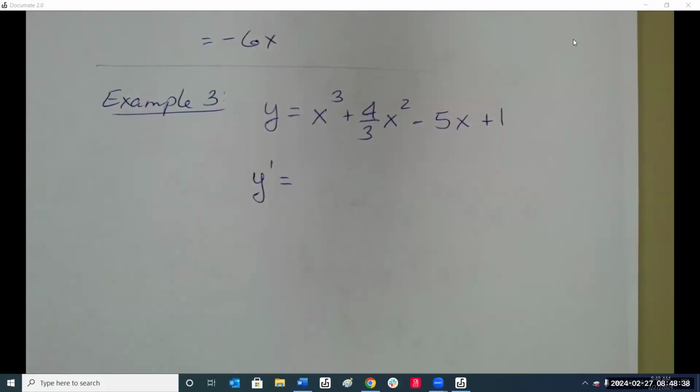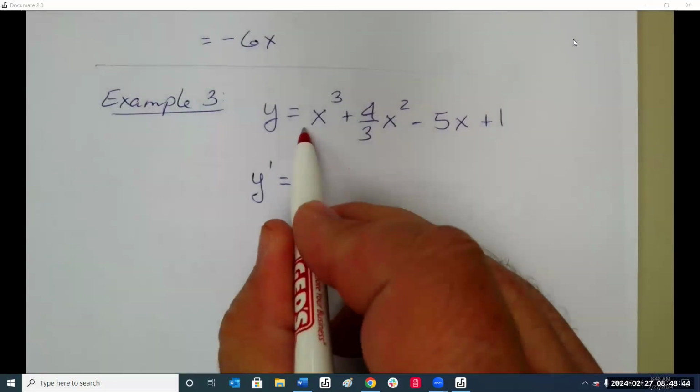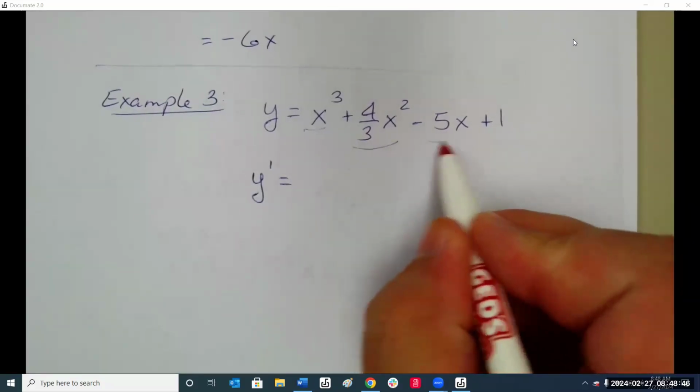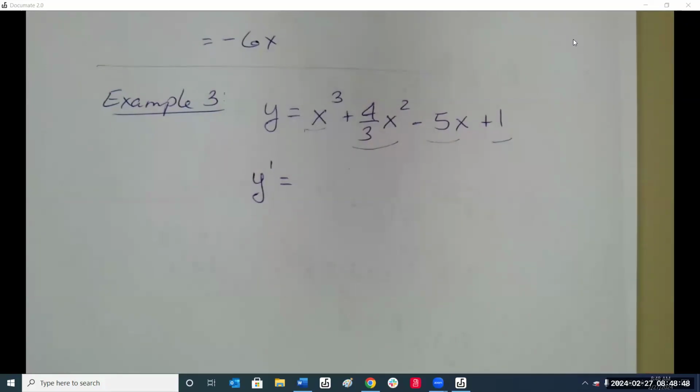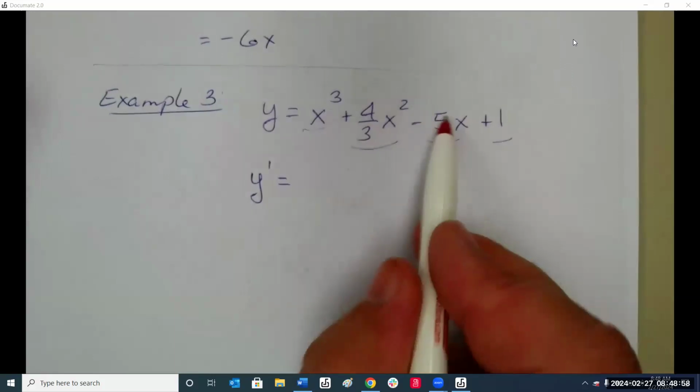So the first one, how many terms do we have here in this equation? 1, 2, 3, 4. So we do all 4 of them separately because it's the sum and difference rule. This is what we call this. It's the sum and difference rule. Whenever you're separated, treat them all separately.